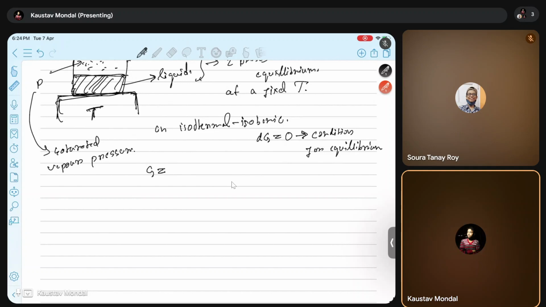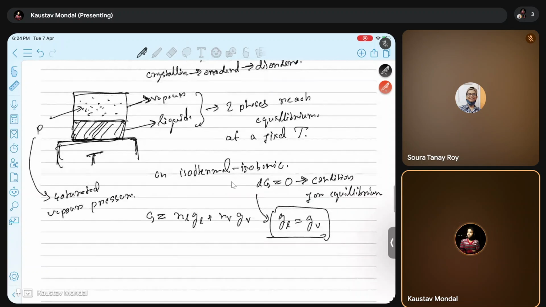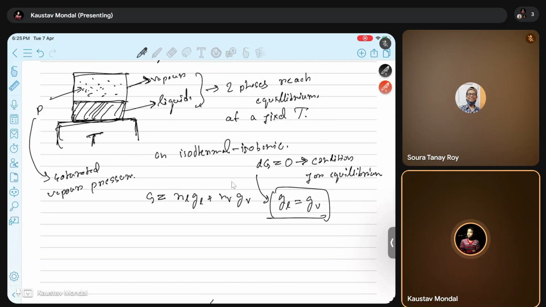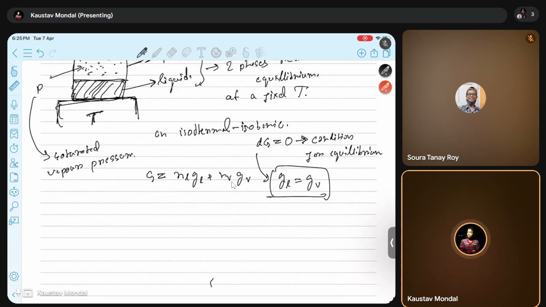G is basically NL into GL plus NV into GV. So NL is the number of moles in the liquid phase, and GL is the Gibbs free energy per mole. Similarly, NV is the number of moles for the vapor phase, and GV is the Gibbs free energy per mole. So dG is equal to 0. You can write from here GL equal to GV. This is the condition for equilibrium for a system where two phases, phase 1 and phase 2, coexist for a one component system.